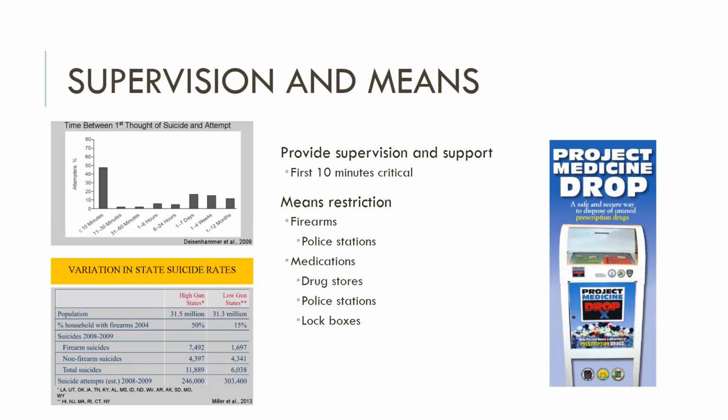And so overall, if you look at total suicide numbers, you'll see that about twice the number of people are dying by suicide in high gun states, about 12,000 compared to about 6,000. You can also see the number of attempts reflected in that graphic as well. And so means restriction is, again, something you can do as a parent, as a loved one. It's also something you can advise as a professional as well.